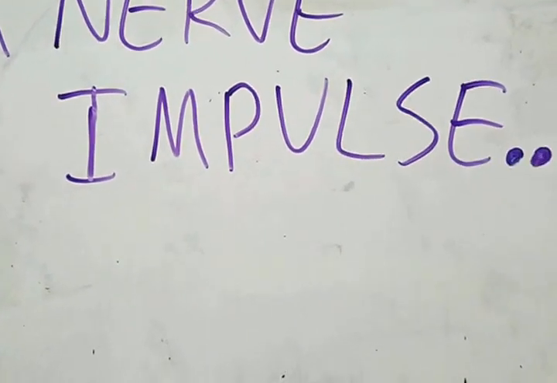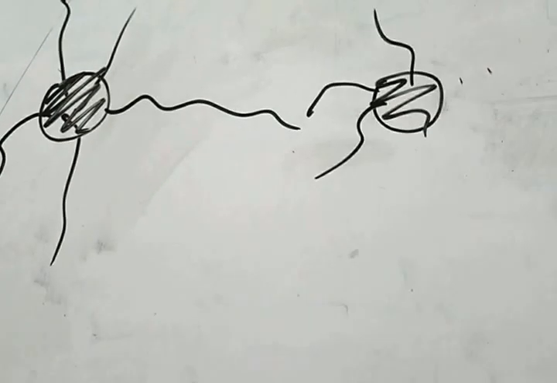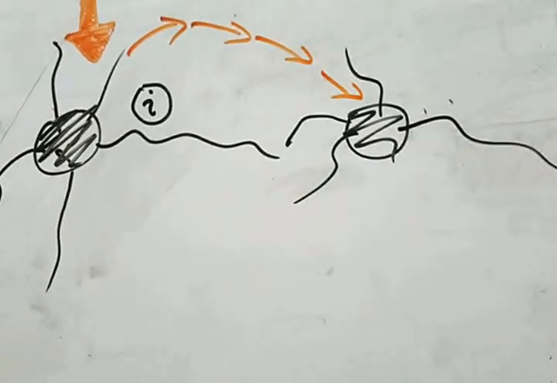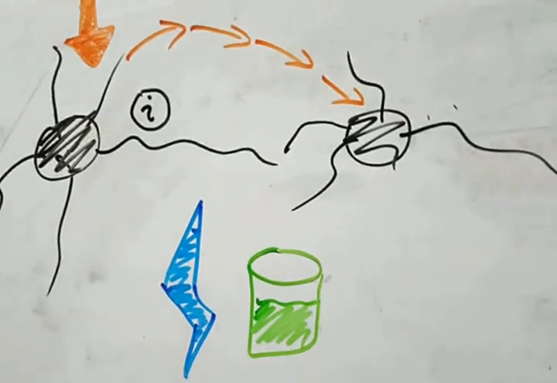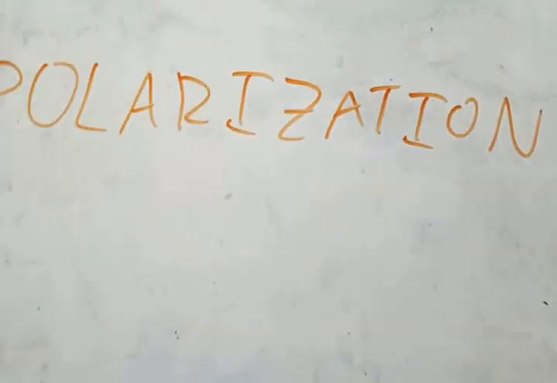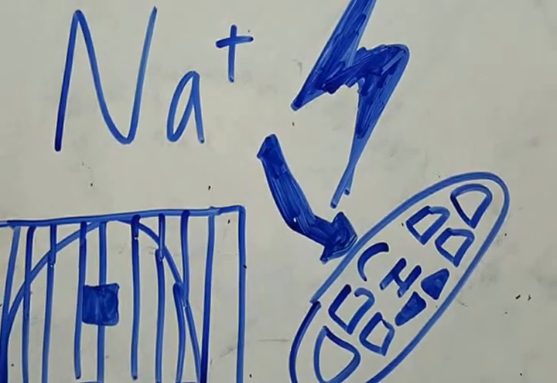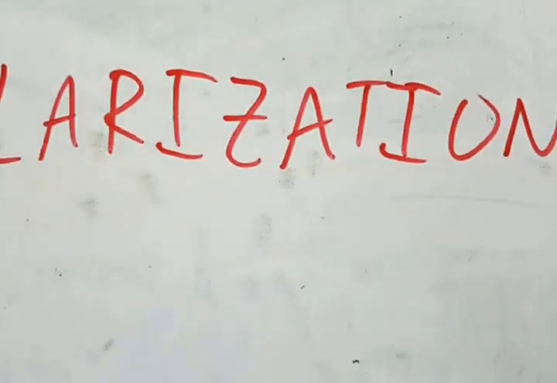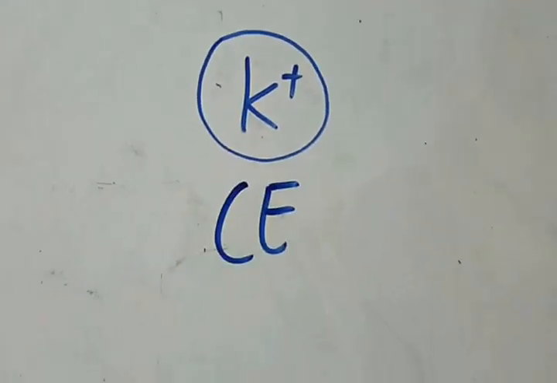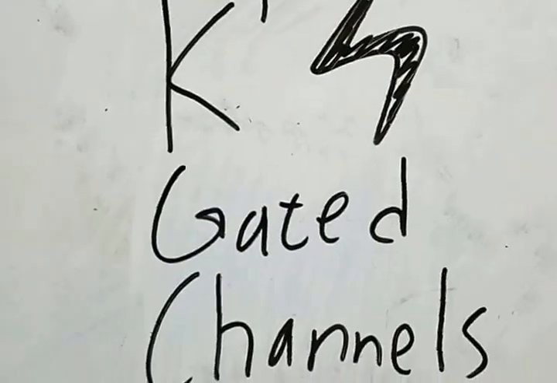A nerve impulse is essentially when information is being transmitted from one neuron to another through the use of electrochemical signals. This information pathway goes through several stages. First is depolarization. Sodium ions flood into the cell membrane through the use of sodium voltage-gated channels. Then it's repolarization. This time, potassium floods out of the cell through potassium voltage-gated channels.